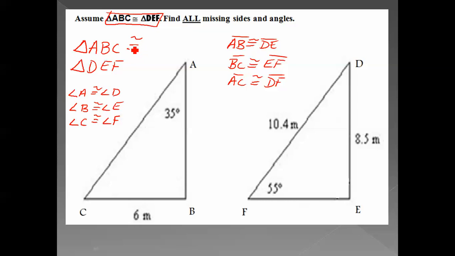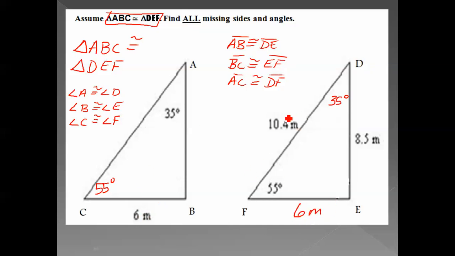Okay, so now we need to figure out what we know. We know angle A is 35 degrees, and we know angle A is congruent to angle D. So if angle A is 35 degrees, so is angle D because they're congruent. We also know that angle F is 55 degrees, and angle F is congruent to angle C. So if angle F is 55 degrees, so is angle C. We know that BC is 6 meters, and BC is congruent to EF. So if BC is 6, EF is 6.